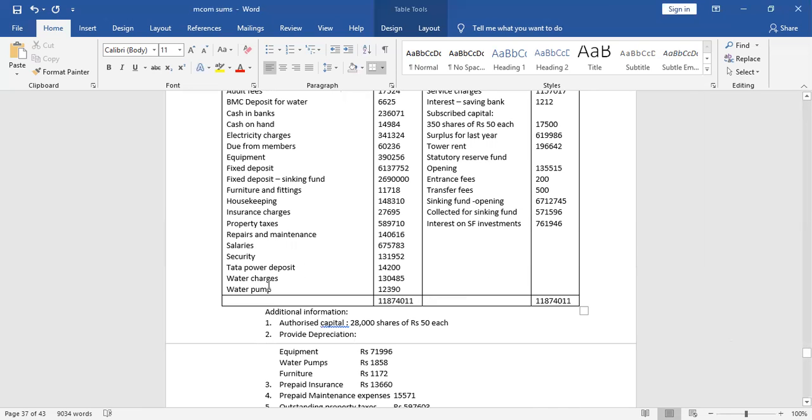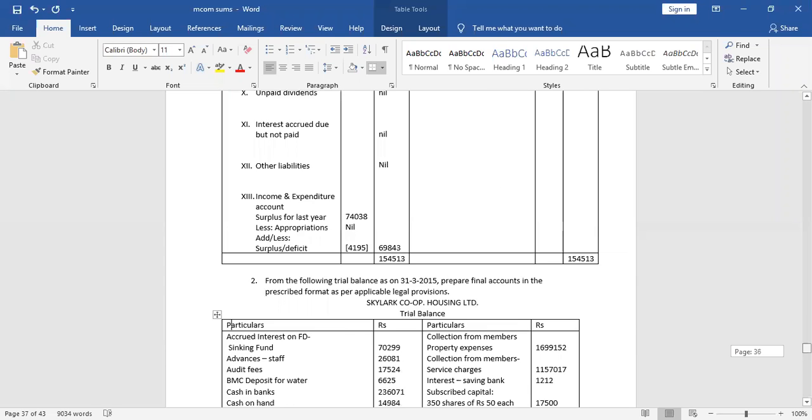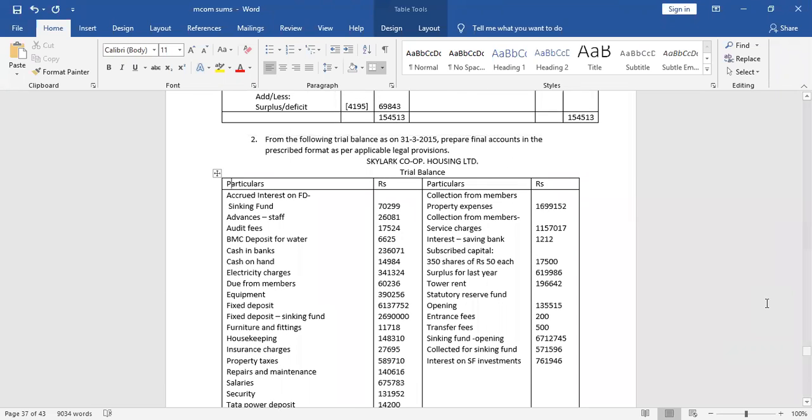Then we have water charges is property expense because property में electricity charges चाहिए. Electricity expense जो है वो property है. Water charges is property. Property taxes, insurance, repairs and maintenance, all are property expense. Then we have water pump. Water pump is an asset. Let us come to the credit side of the trial balance.